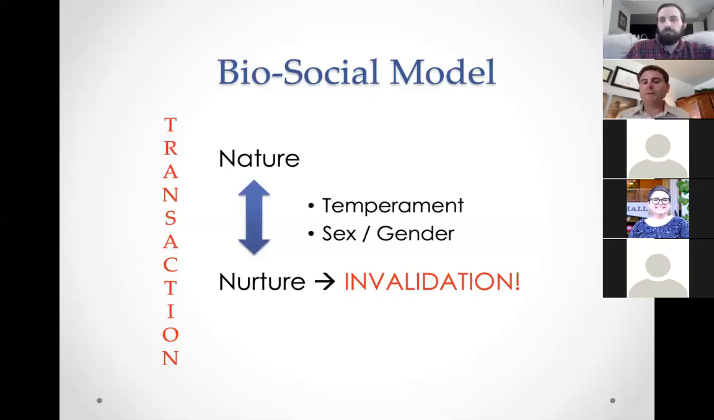Yep, no, you're absolutely right. Invalidation is basically any time we somehow dismiss or discount someone else's experience, right? Could be their emotional experience, their cognitive experience, whatever. Invalidation can include many things, right? It could be as simple as saying, well, that didn't hurt, when it did.